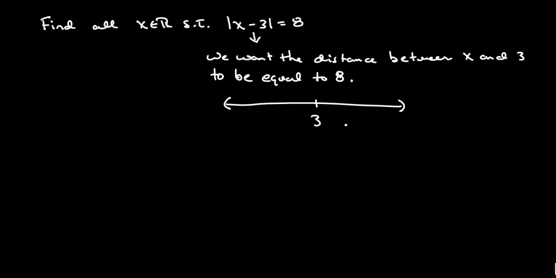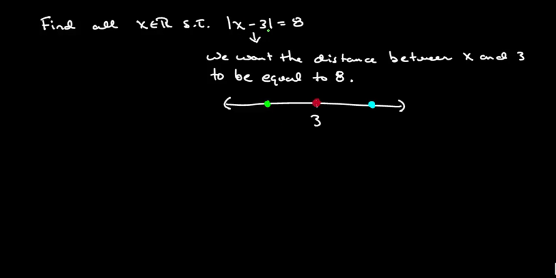here's 3, and then x is some other number. It doesn't say whether it's to the left or the right, so it could be either. So let's put one of them over here, and let's put the other one over here. I should maybe space them out so they look even. But here's what we want.